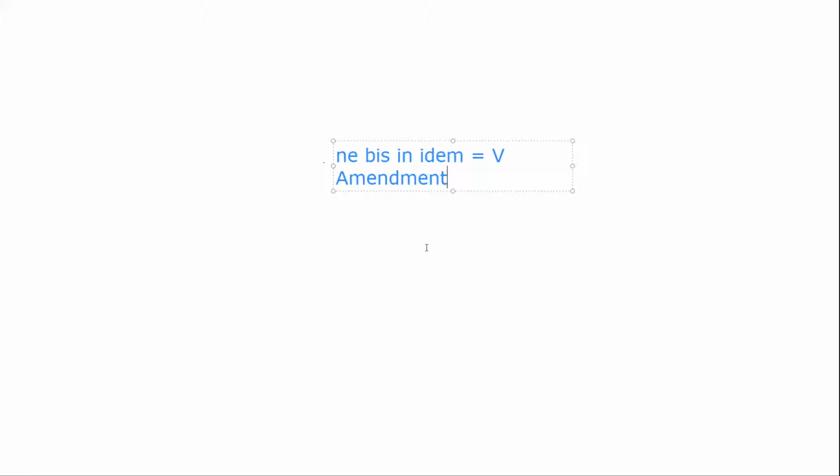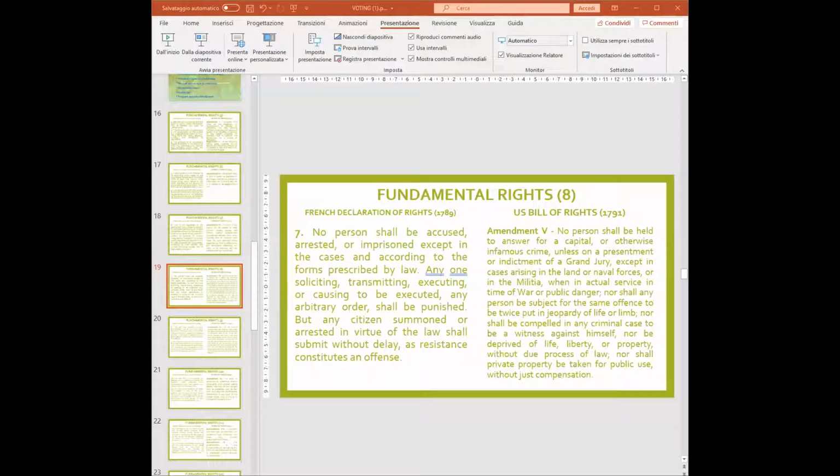Okay, the Fifth Amendment, this double jeopardy clause, establishes the principle of ne bis in idem. You cannot be tried twice for the same accusation. For the same accusation, you cannot be tried twice. So this is the first principle.